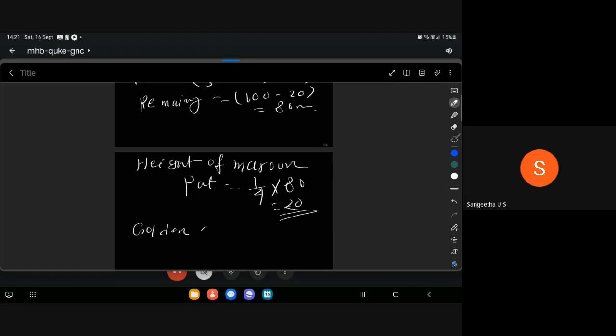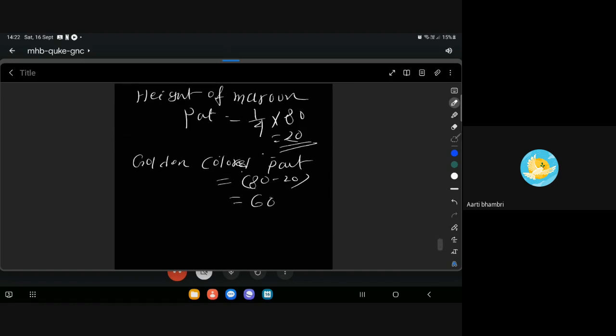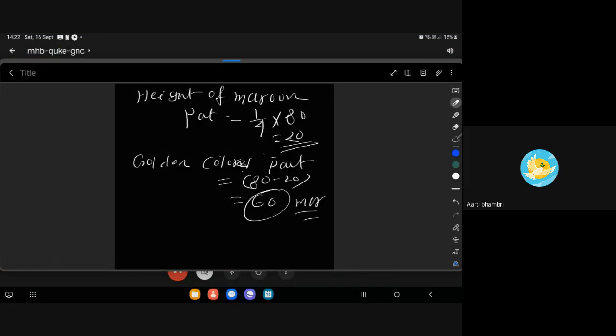This is according to the question. We have assumed that it is 100 meters. As according to us, the golden colored part, how much? 60. Because out of 80, 20 is maroon color. So 60 meters is the golden color height.